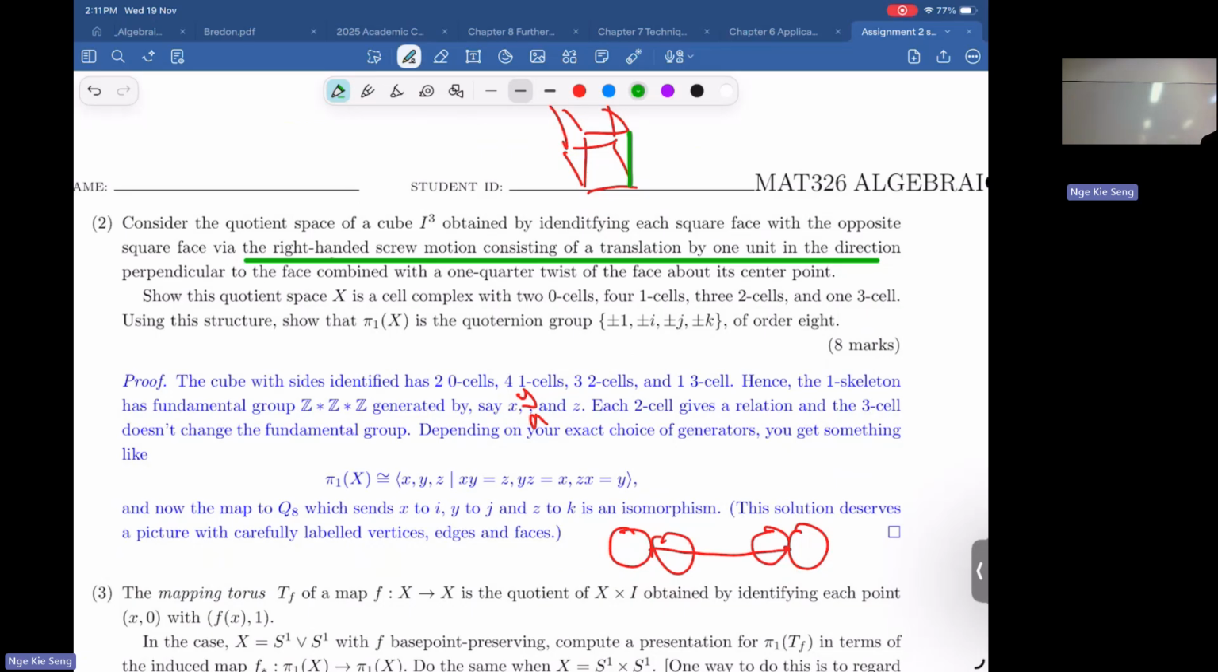It uses a right-hand screw motion. It is defined as translation by one unit in the direction perpendicular to the face with a 1/4 twist. So you go to the opposite face and then twist by 1/4. I think people drew it out. Maybe I can share it with you.